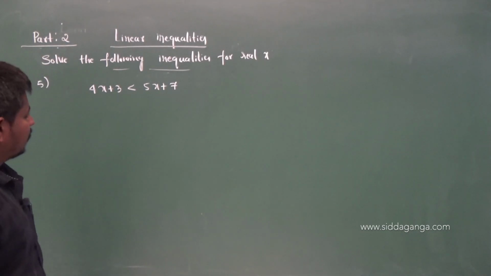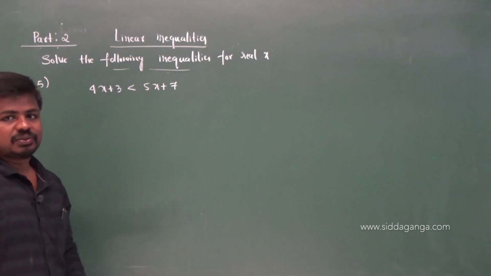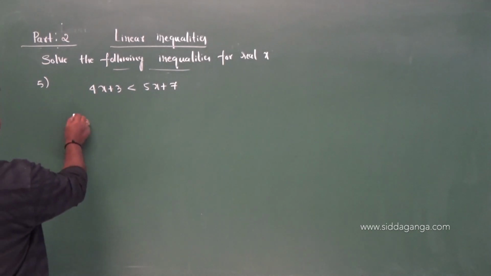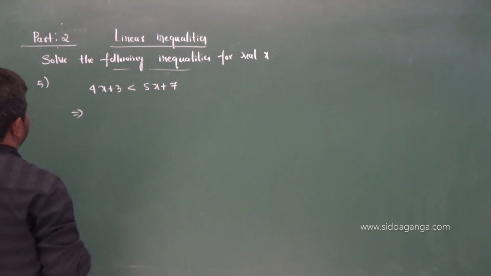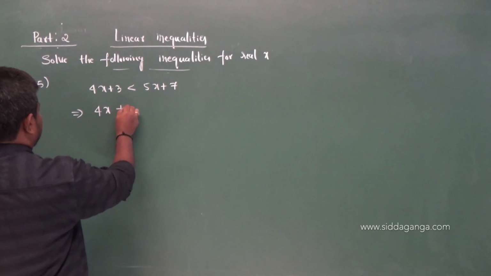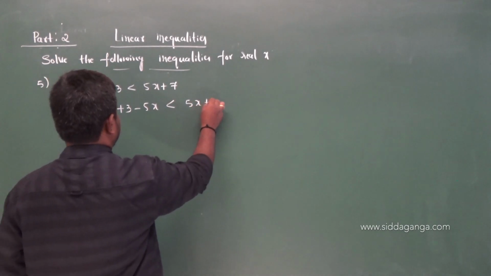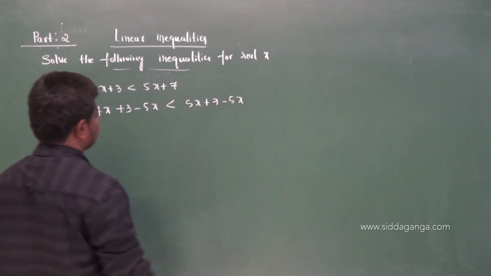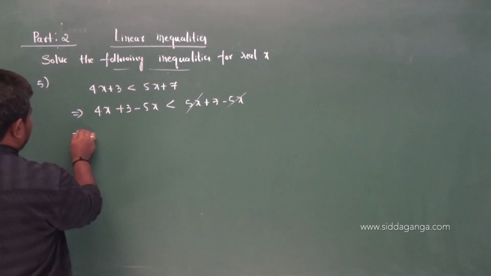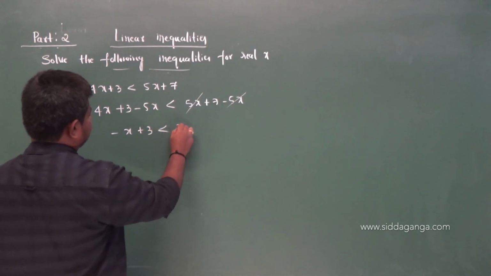Okay, students, as I said before, here on both sides of the inequality we have variable terms, that is 5x and 4x. So, just remove any one of those two by adding the negative of those two. So, here 4x is there, here 5x is there. So, let us add minus 5x on both sides. 4x plus 3 minus 5x, less than 5x plus 7 minus 5x, added on both sides of the inequality by using the first rule. So, 5x gets cancelled, and 4x minus 5x, that is minus x plus 3 is less than 7.